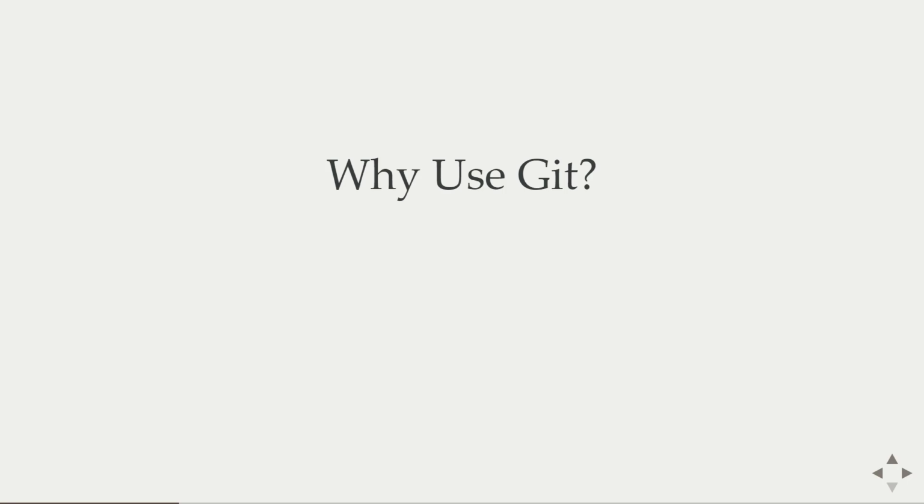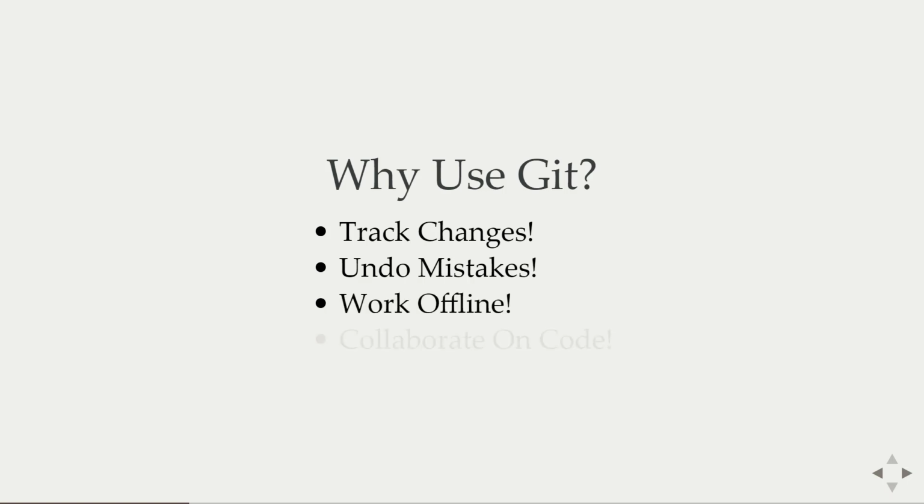So at this point, why do we really care about Git? Biggest thing is it tracks changes. We can undo all of our mistakes. We can work offline. And we can collaborate on code much easier. It is so much easier to merge stuff together than it was with SVN and all the other stuff.